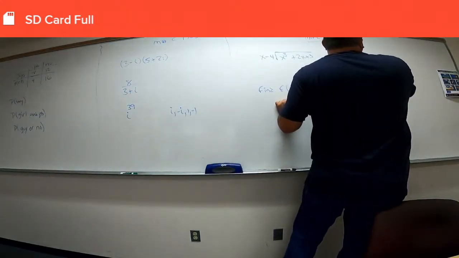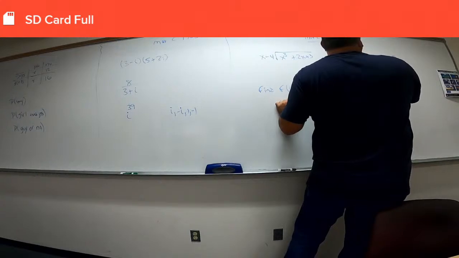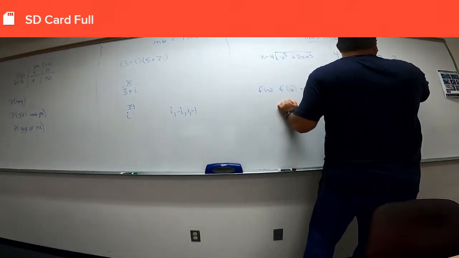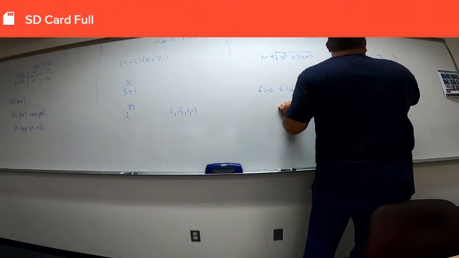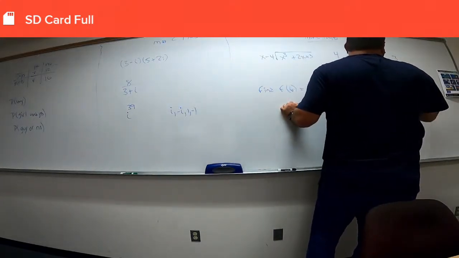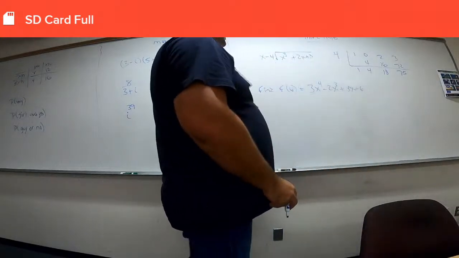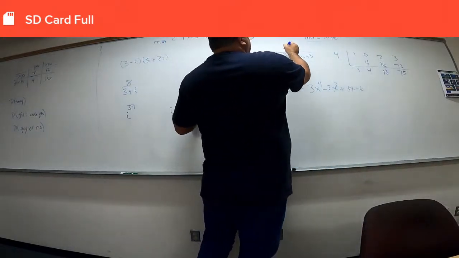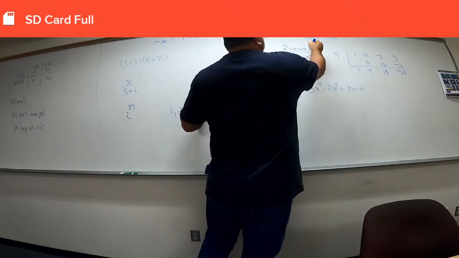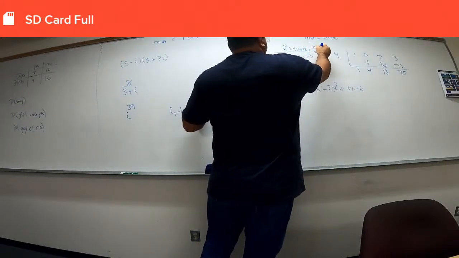All right, here we go. Going slow. 4 times 1 is 4. Add them together, 0 plus 4 is 4. 4 times 4 is 16. Add them together, you get 18. 4 times 18 is 72. Add them together, you get 75. So how many times does this go in there? x squared plus 4x plus 18 plus 75 over x minus 4.